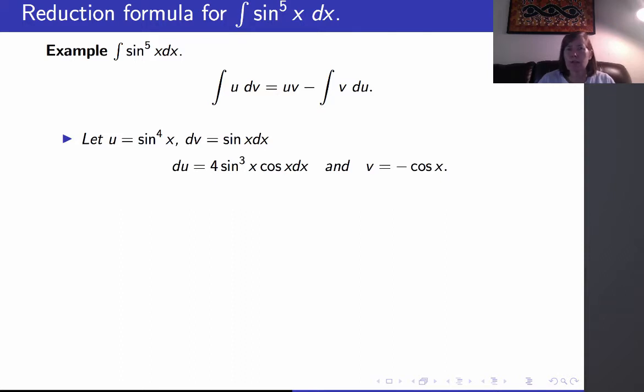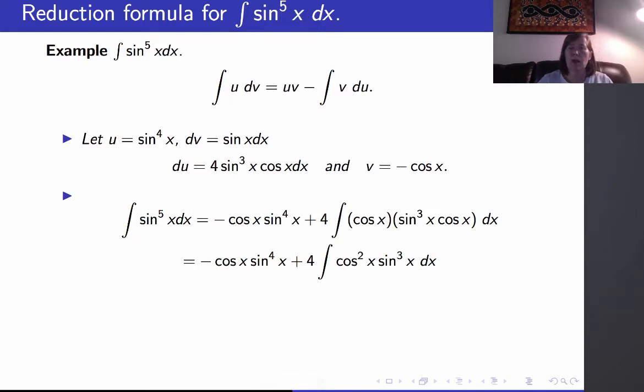I can easily integrate dv, and certainly u becomes a little simpler when I differentiate. So du using the chain rule is 4 times sine cubed x by cosine of x dx, and v is the antiderivative of sine, which we all know is minus cosine.